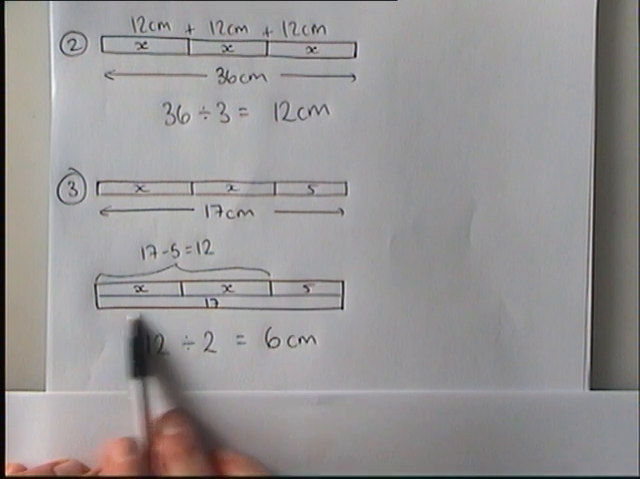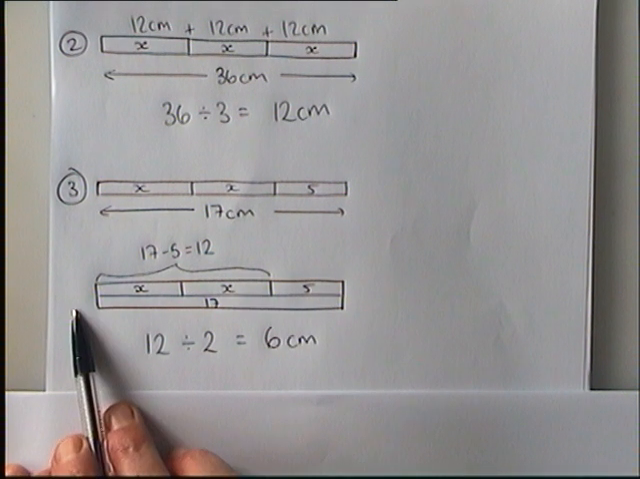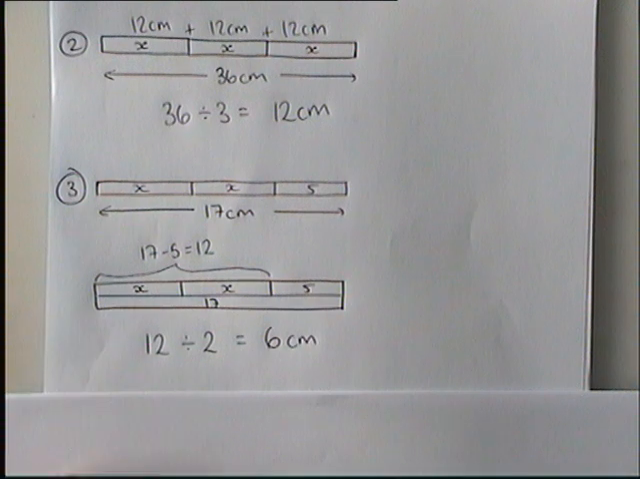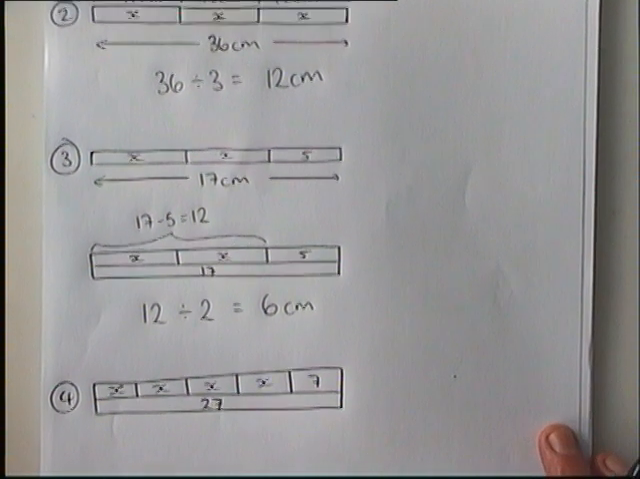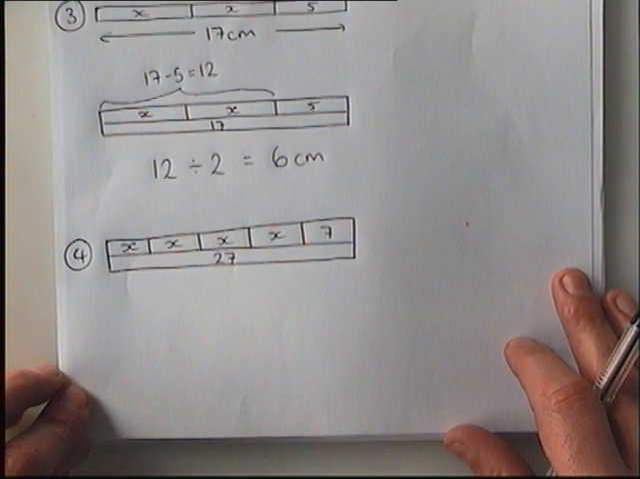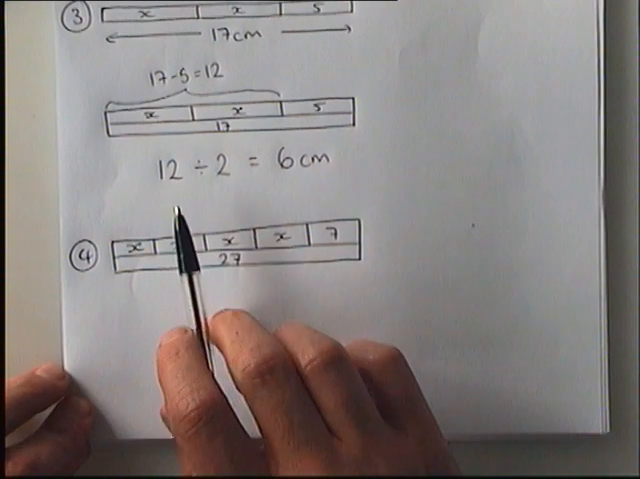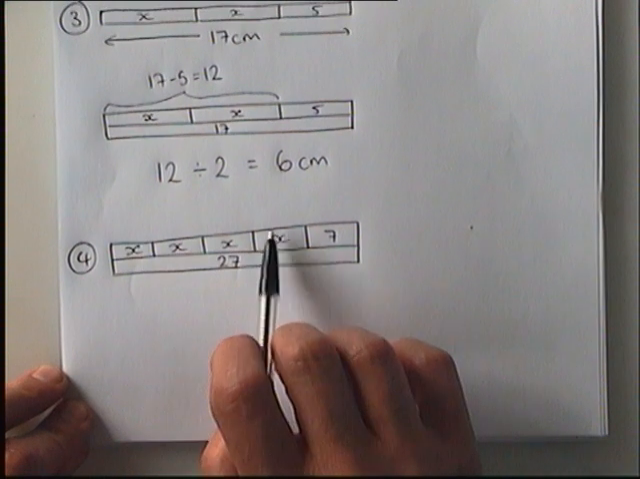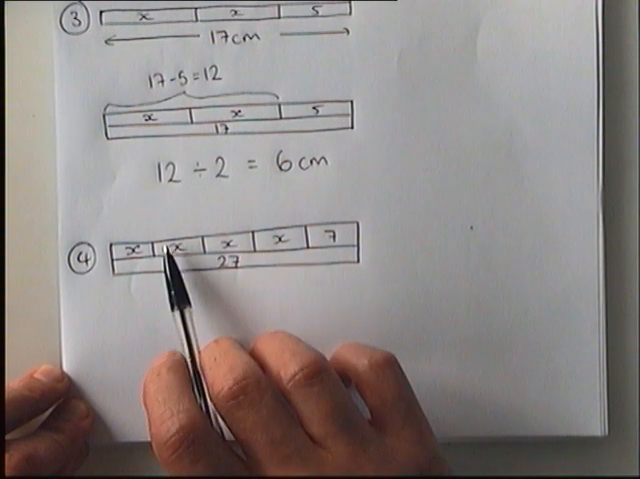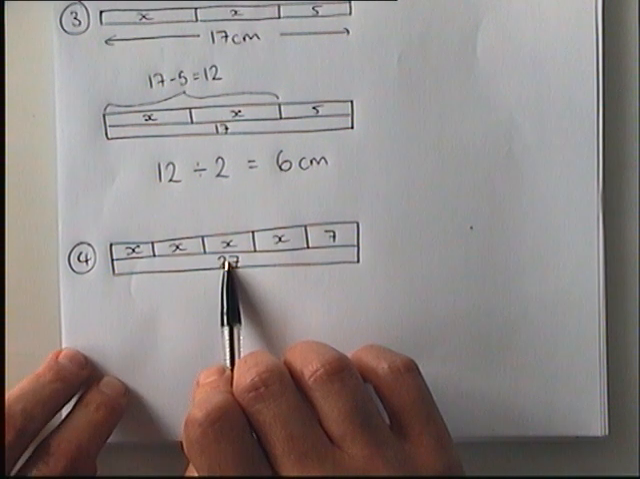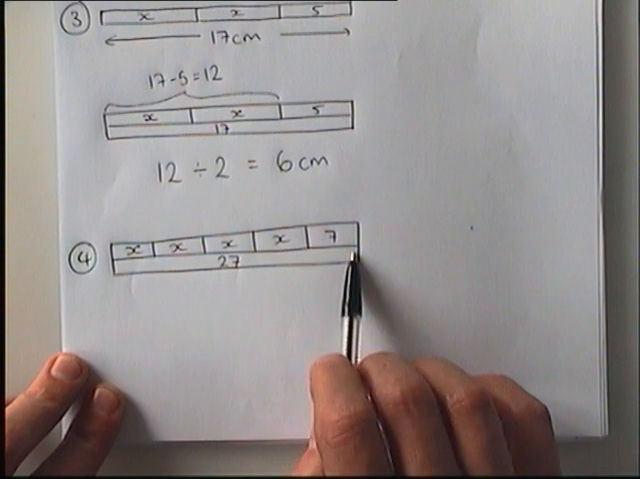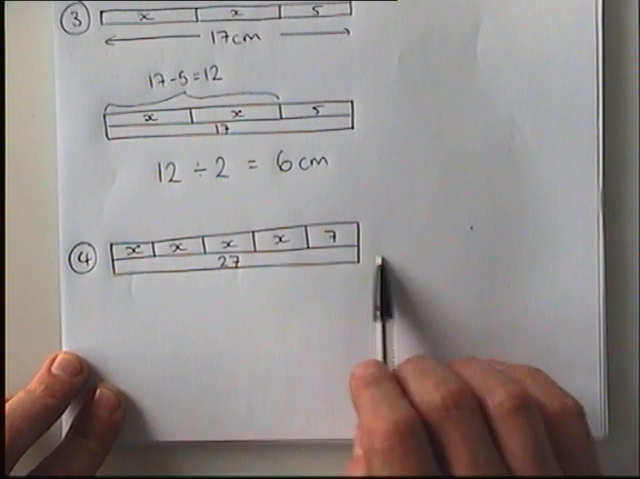How would we then work out the value of 1x? Well, if these two x's make 12, we do 12 divided by 2, which is 6. And let's just check that that works. 6 plus 6 is 12, plus 5 makes 17, which is what it should have been. 17 in total.